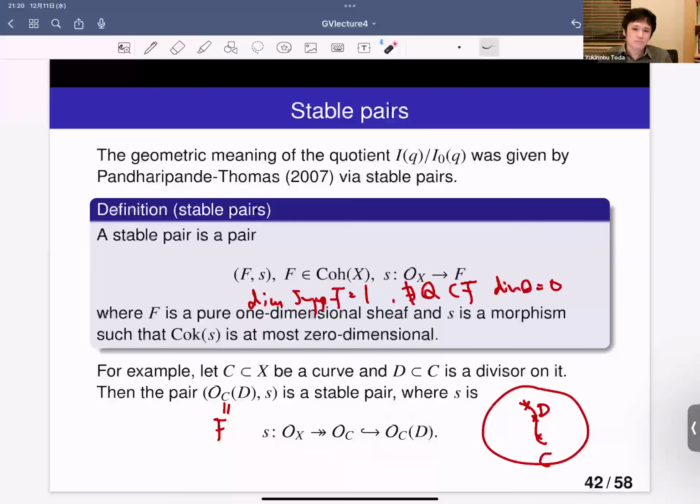You see that there is no zero-dimensional subsheaf, and the kernel of S is supported. In fact, the kernel of S is D. So this is zero-dimensional.